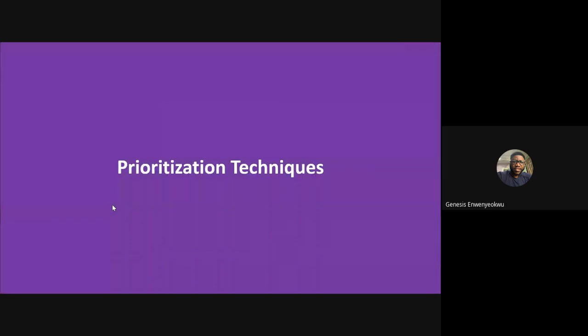So there are different techniques we can use to prioritize our requirements. But before we go into that, I don't know if there's any question on factors that influence prioritization. I don't know if you have any question.